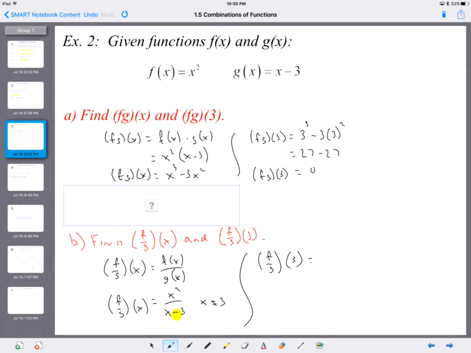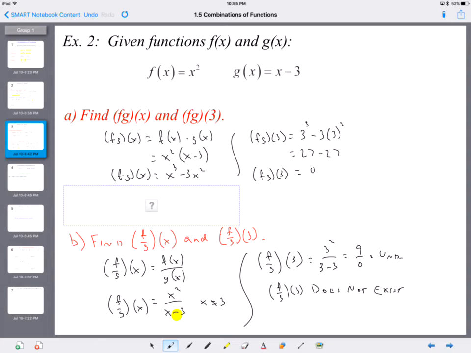f(3) is equal to 3 squared over 3 minus 3. Well, we just said x cannot equal 3, so we get 9 divided by 0, and that's undefined. So (f divided by g)(3) does not exist. The reason has to do with the domain value. This does not exist because 3 is not part of the domain, and therefore it doesn't exist.